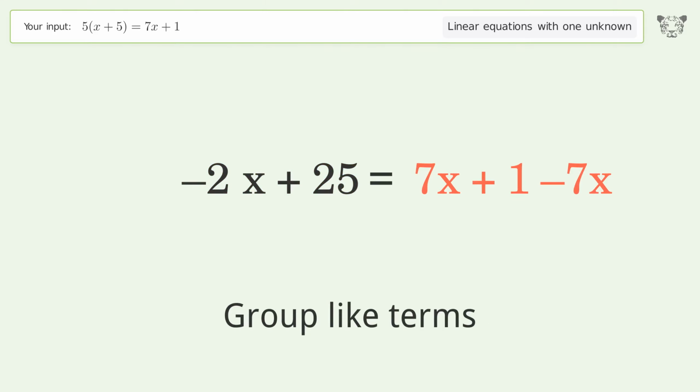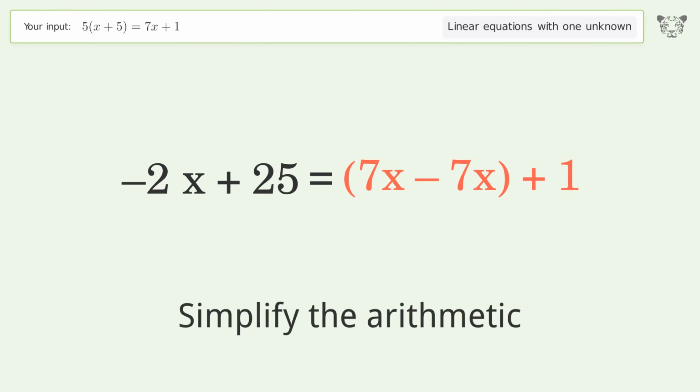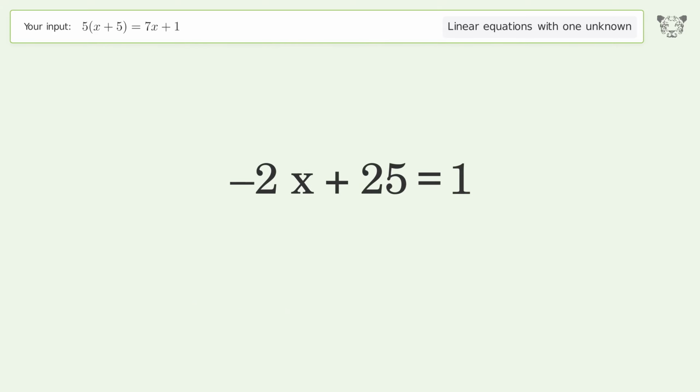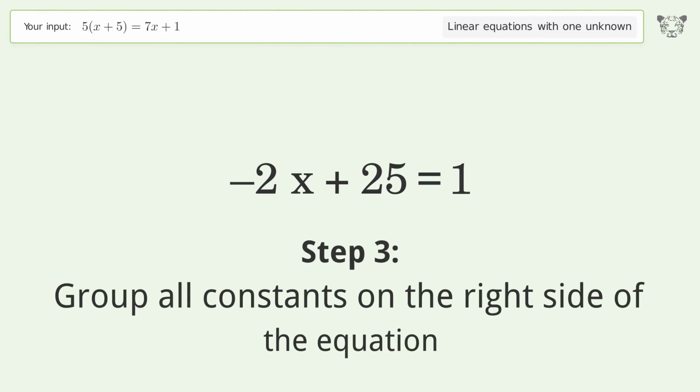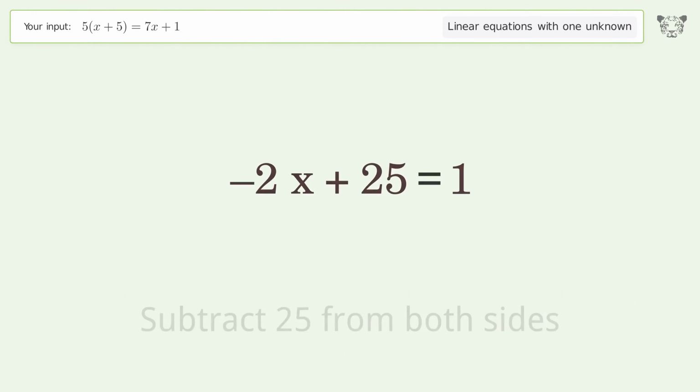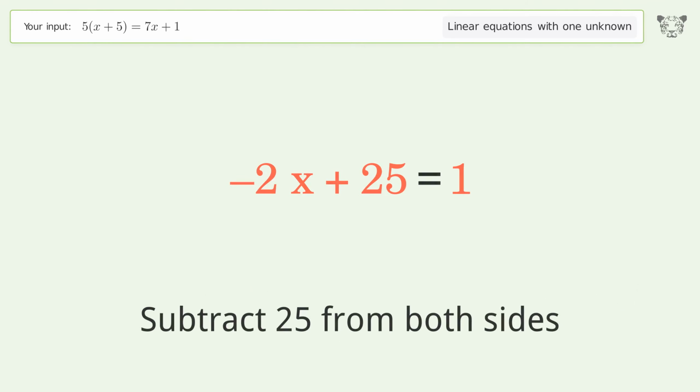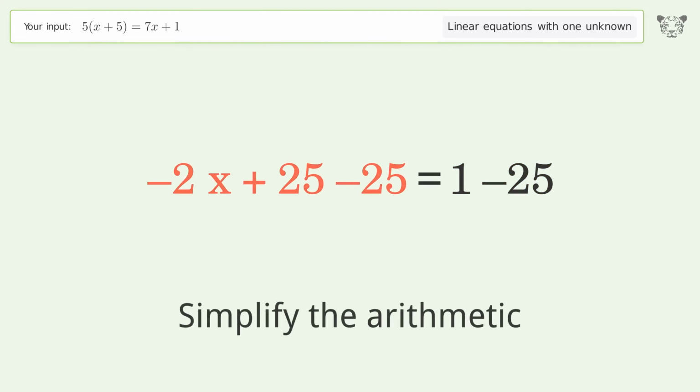Group like terms. Simplify the arithmetic. Group all constants on the right side of the equation. Subtract 25 from both sides. Simplify the arithmetic.